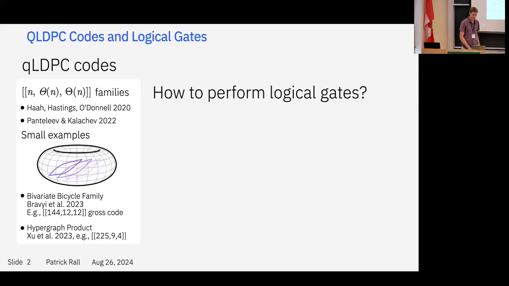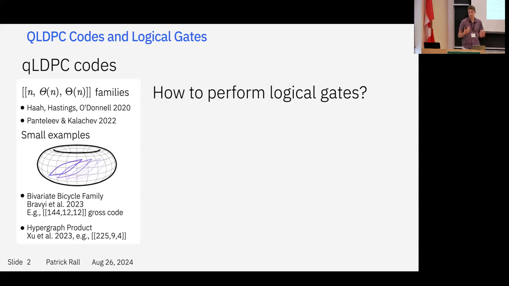I find this code family incredibly exciting, and in particular, I'm very interested in this [[144,12,12]] code that we've been calling the gross code. Gross means a dozen dozens, so 144. I really hope that at IBM we can build one of these codes someday.